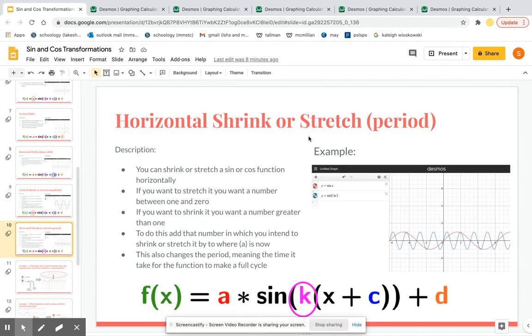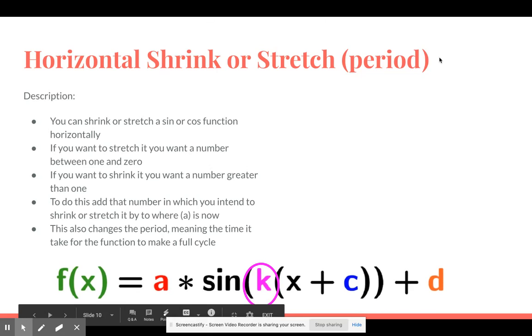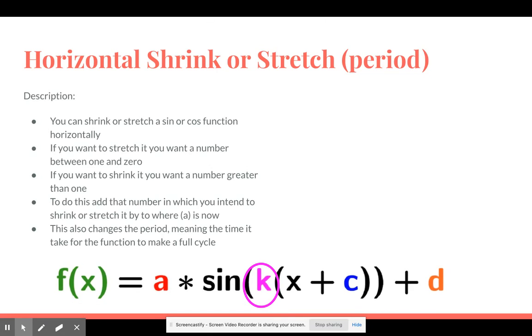So our last transformation is a horizontal shrink or stretch, which is also changing the period. So you can shrink or stretch a cosine function horizontally. If you want to stretch it, you want a number between 1 and 0. If you want to shrink it, you want a number greater than 1. Now, I know this is opposite from the vertical, but this is just another weird thing that's different. To do this, you add the number by which you intend to shrink or stretch it to where A is now. This also changes the period, meaning the time it takes a function to make a full cycle.